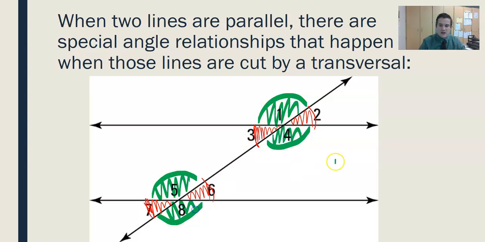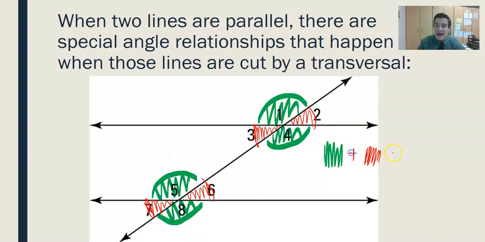All of these green angles are going to be congruent to each other. And all of these red angles are also going to be congruent to each other. So these ones, these ones, these ones, these ones, always the same. No matter what. Whenever I have two parallel lines and I cut it with a transversal, these relationships never change. These four angles, 2, 3, 6, and 7, will always be the same. And these four angles, 1, 4, 5, and 8, will always be the same.